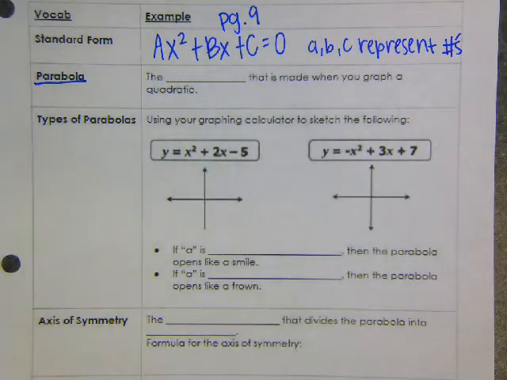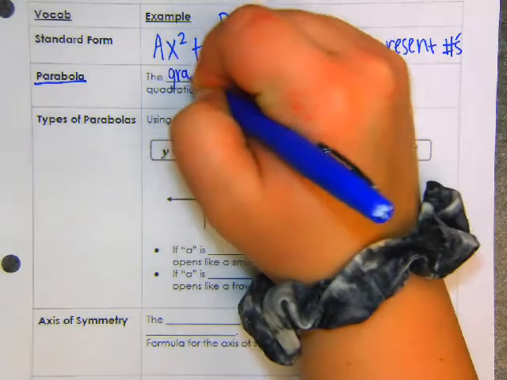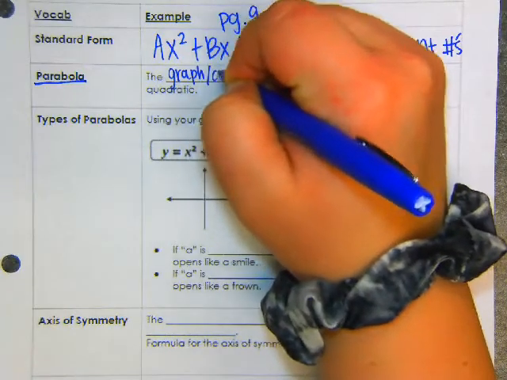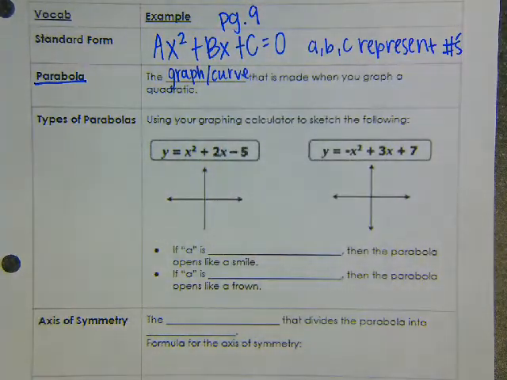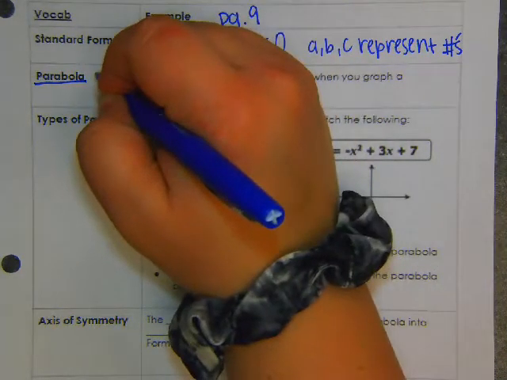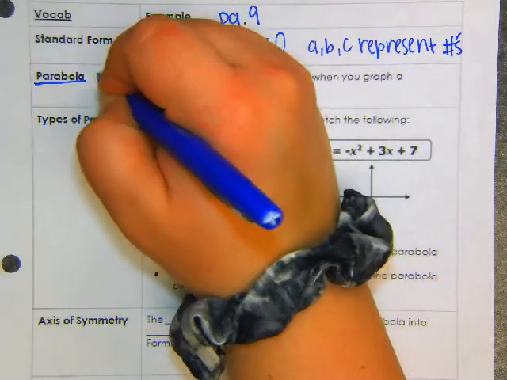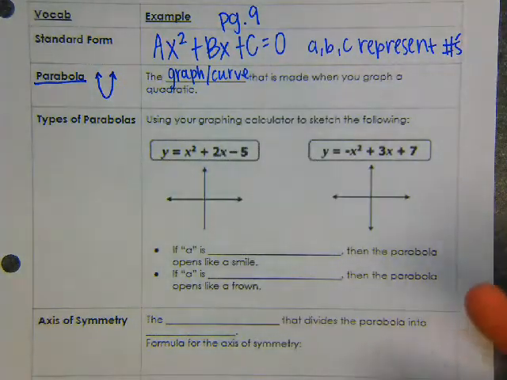Okay. Next we have what's called a parabola. So it's not parabola, it's parabola. And the parabola is the graph or the curve that is made when you graph a quadratic. So it's just the shape of the graph. So these graphs, parabolas, specifically create U's. And we've seen parabolas before because we've been graphing quadratics even in Desmos at the end of Unit 4.